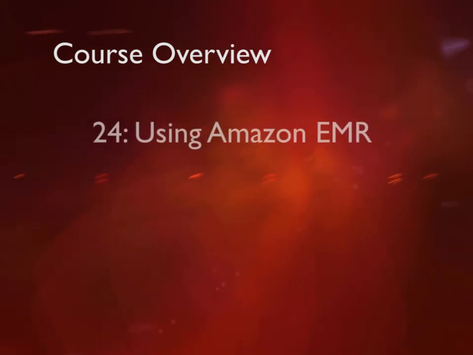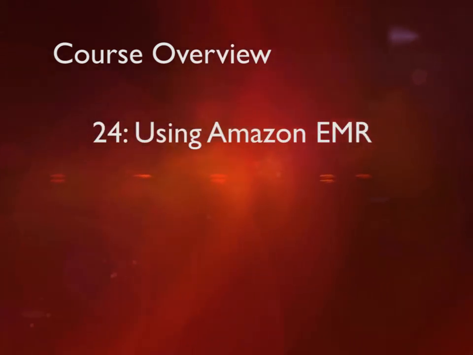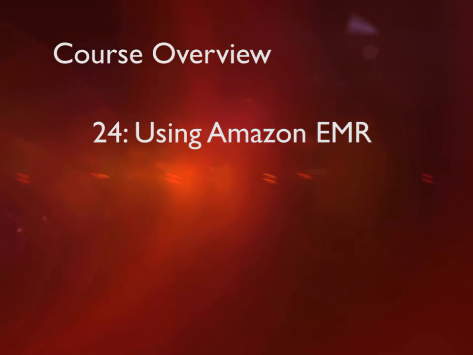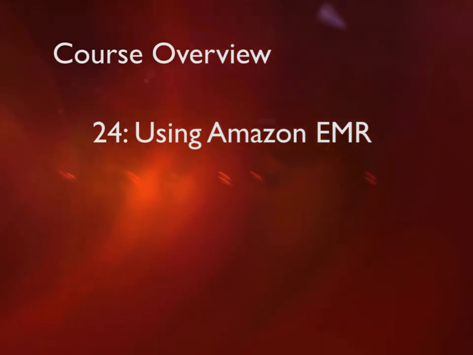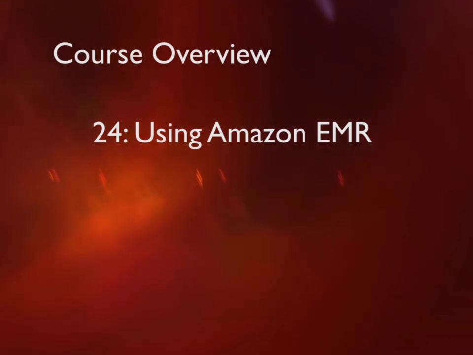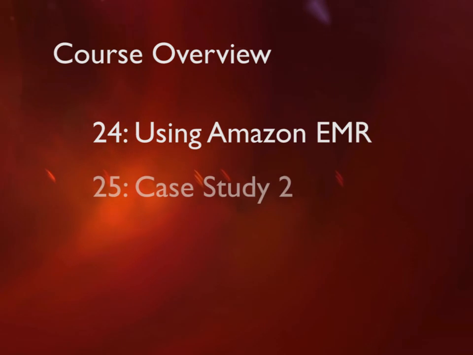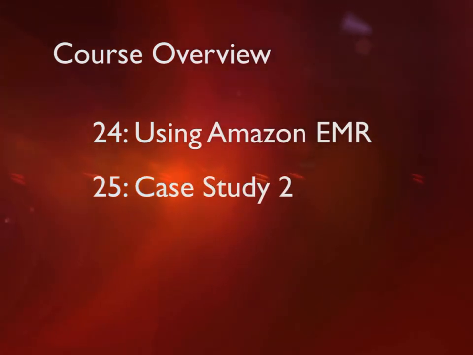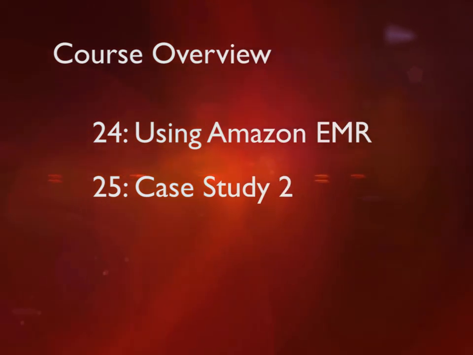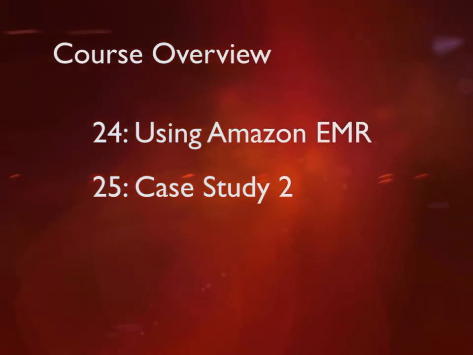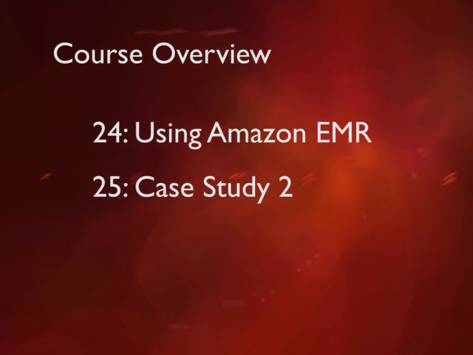In Chapter 24, we use a cloud-based service to run a Hadoop job in a production environment. We'll be using the Amazon Elastic MapReduce service, and I'll explain in detail how to configure and run your jobs using this service. And then Chapter 25 provides our second case study. This is a significant piece of work for you to do based on a real-world example use of Hadoop. You can expect to spend between 1 and 2 days working through this case study.